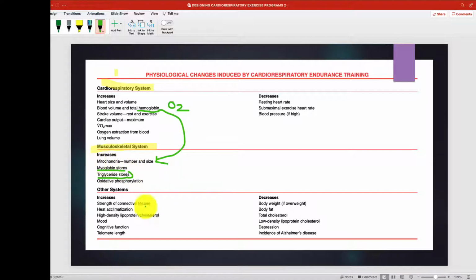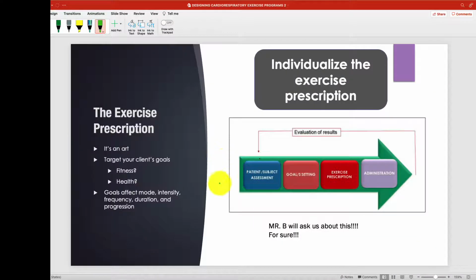So we're also going to increase our ability to use fatty acids to create energy, right? And then we're also going to have some other systems that are going to increase strength of connective tissue, high density. So we're going to have our HDLs increase, right? High density lipids are going to increase, which means, let's go back really quick. If we have somebody that is overweight and type 2 diabetic or overweight and has dyslipidemia or hyperlipidemia, right? So that means they have a lot of kind of fat circulating. These are fat little globules here circulating in their blood.